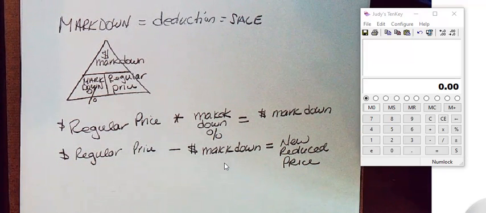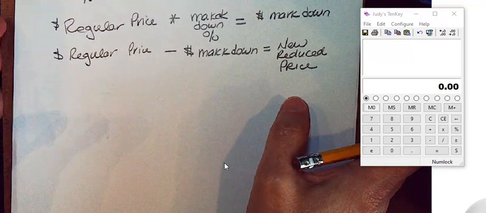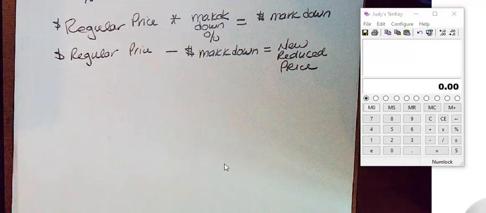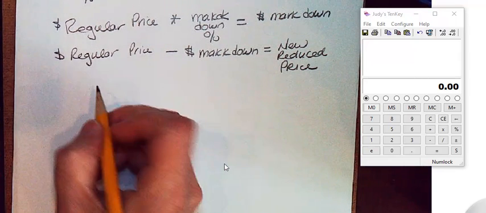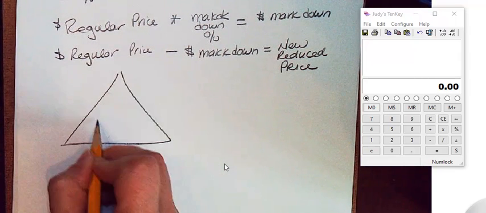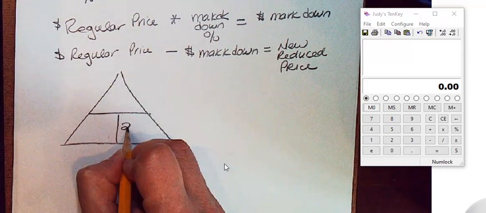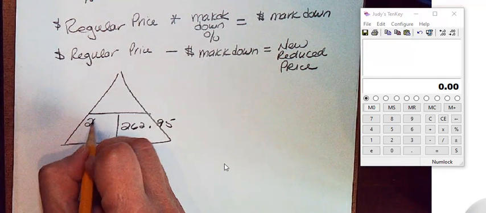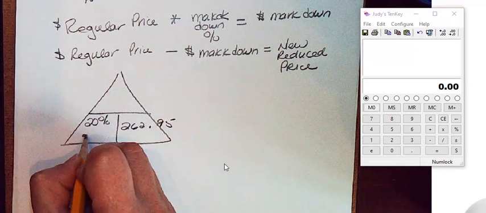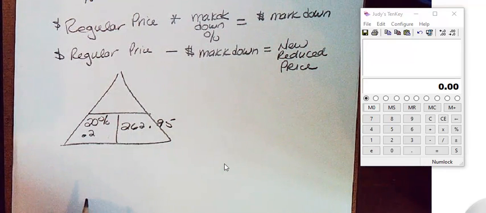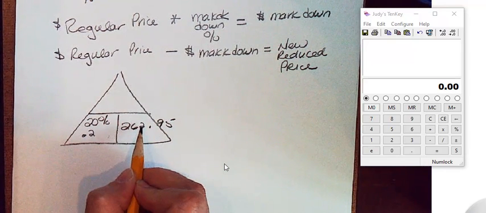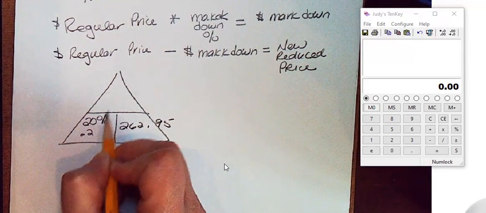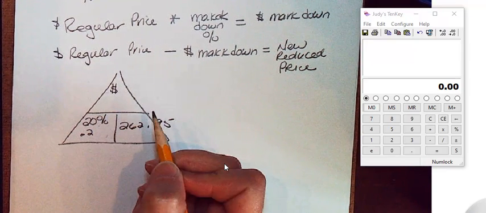So this is thinking in the same terms as what we did in the last chapter. If you look on page 145, part A, the regular price is $262.95. So that's the base. The markdown rate is 20%, 0.2 if you want to convert it to a decimal. So when we multiply the base times the rate, we're going to get the dollar amount of the markdown.